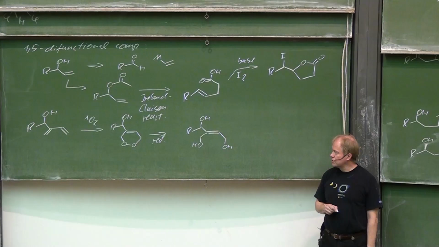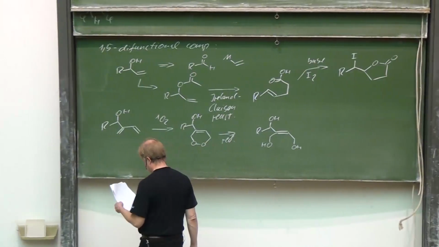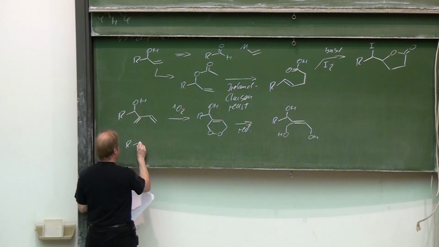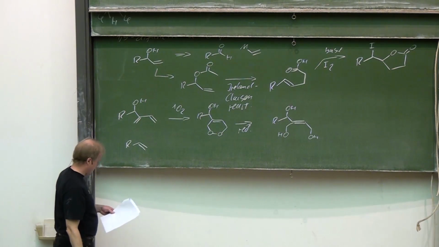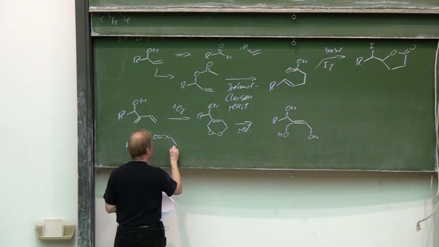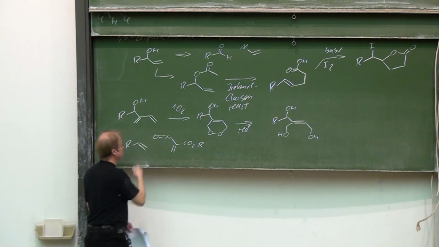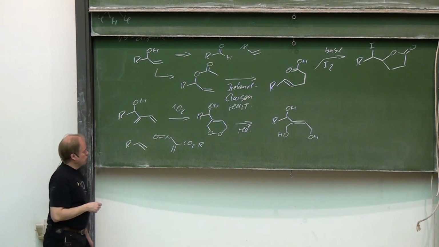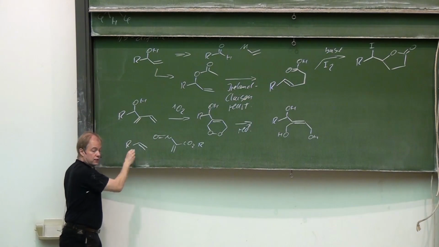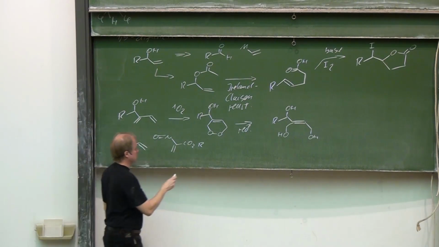Let's see what the next examples will offer. Oh, again, another 1,4 relationship. Again, a cycloaddition process, with this nitroso olefin as a heterodiene and this olefin as a dienophile.